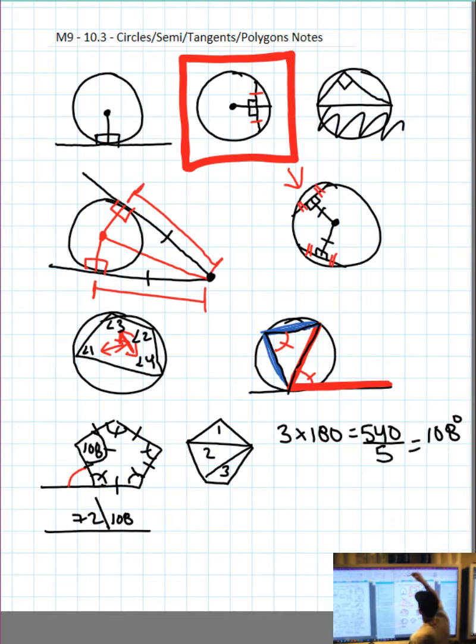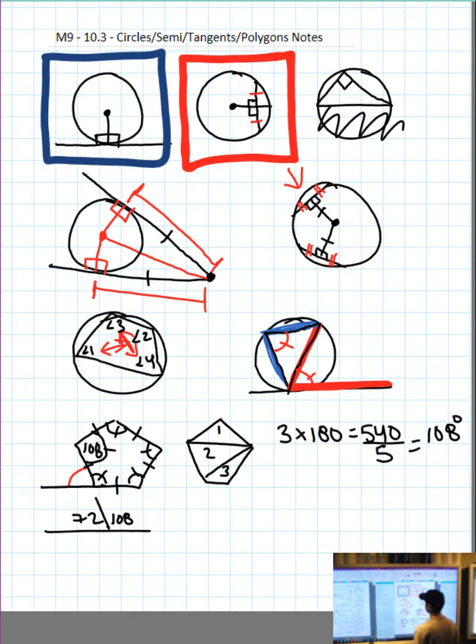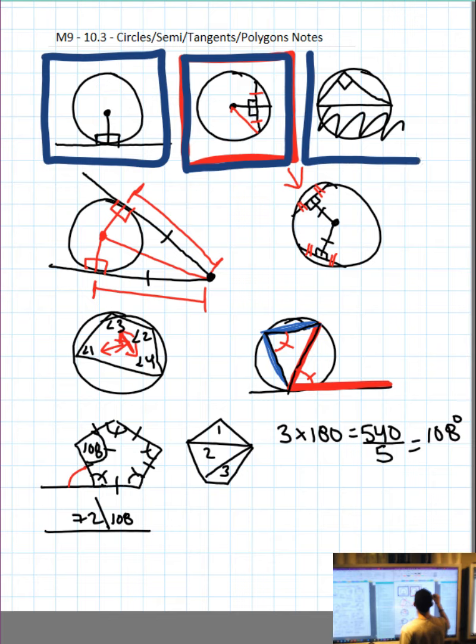So let's review the rules. Rectangle, circle, squares in big blue. Top left: the radius meets the tangent at 90 degrees. Middle top, big blue: the radius meets the chord at 90 degrees and cuts it in half. And it's a very good idea to draw in another radius to make a right angle triangle. Top right: if we have a semicircle, the inscribed angle is 90 degrees.